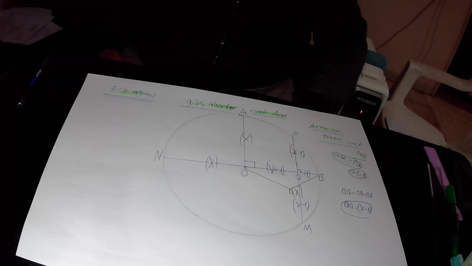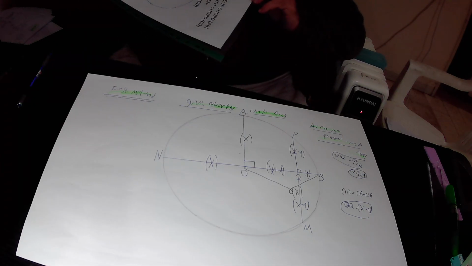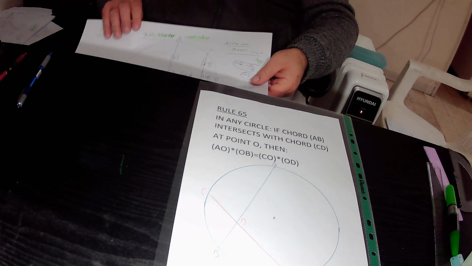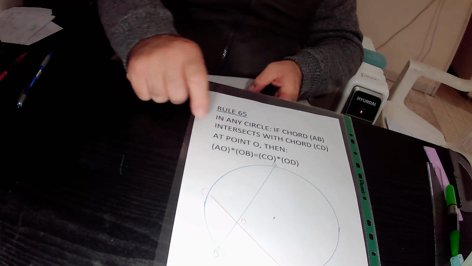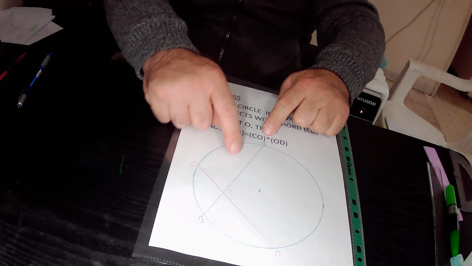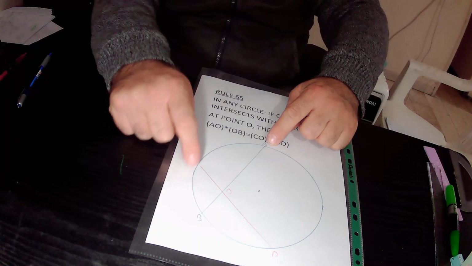So in the next step, we implement rule 65 in our drawing. Let me quickly repeat rule 65. According to rule 65, if chord AB intersects with chord CD at point O, then AO times OB equals CO times OD. Again, AO times OB equals CO times OD. So we can actually implement rule 65 in our drawing.